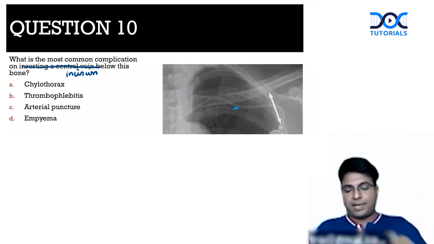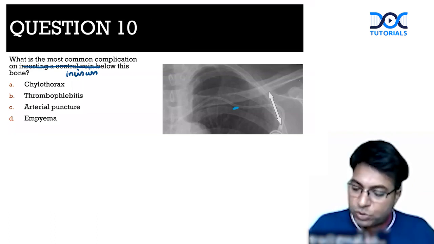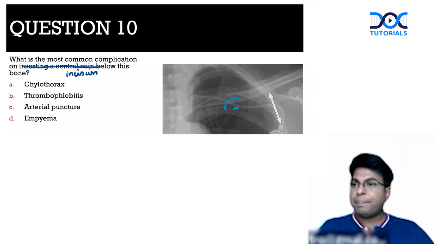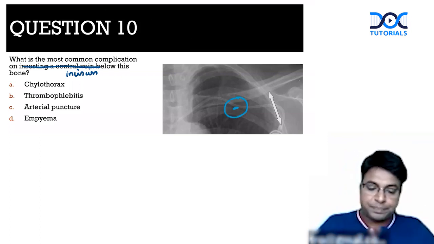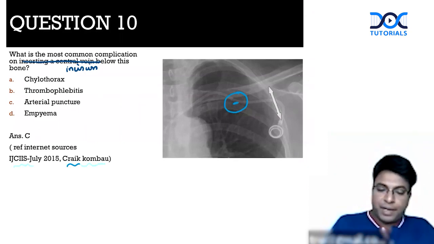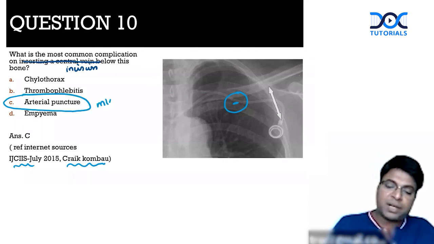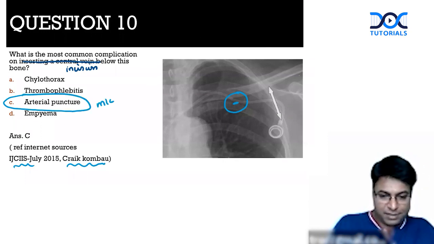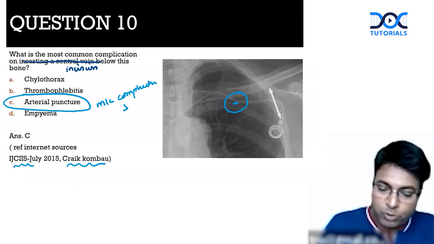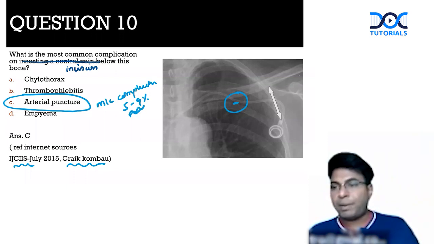It's a very simple question. Again, it's a clinical based question. Anybody, what is the answer? I was also thinking, before reading the journals, chylothorax. I thought since the left side chest was given, chylothorax may be more common. But when I read this journal by Craig Combo, International Journal of Critical Care, internet sources, it shows very clearly that arterial puncture is the most common complication of central veins. On central vein insertion, a 5 to 9% chance of arterial puncture is the most common complication.